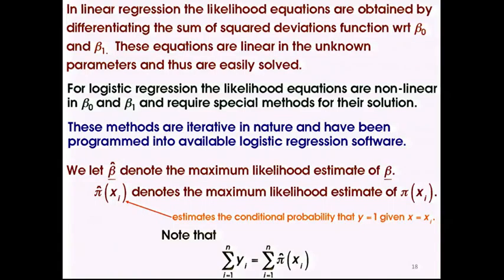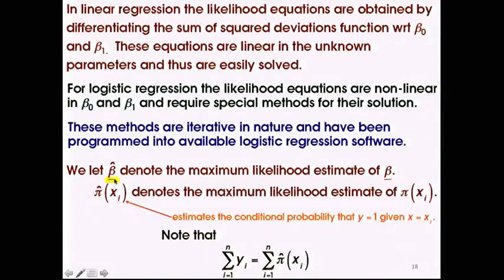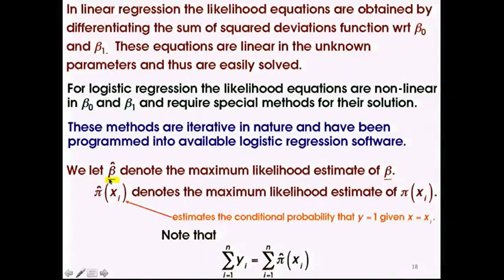One point before we begin to look at the data again: we let beta hat, with this underbar indicating a vector of beta, because we're estimating more than one beta coefficient simultaneously, beta naught and beta 1 at the same time, denote the maximum likelihood estimate of beta, and pi hat of x denotes the maximum likelihood estimate of pi of x. So this is our estimate of the probability that y is equal to 1 given x.